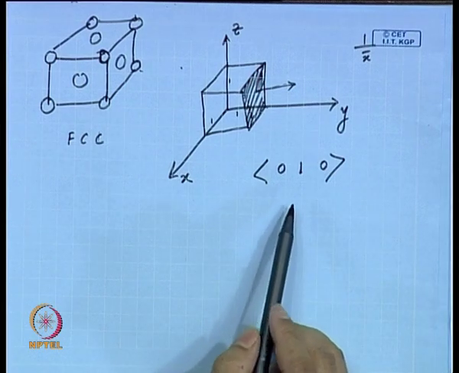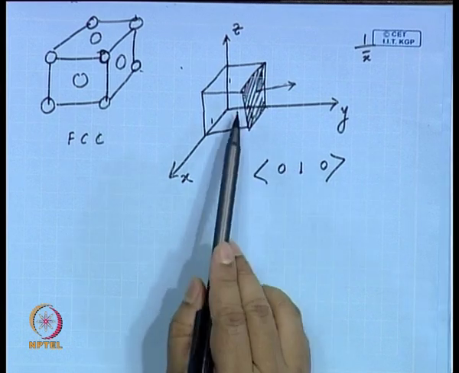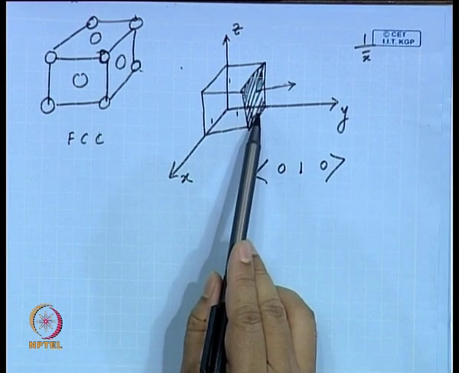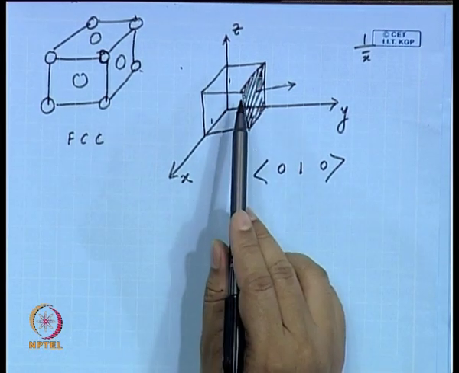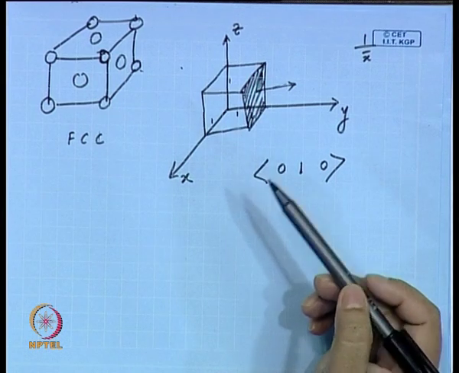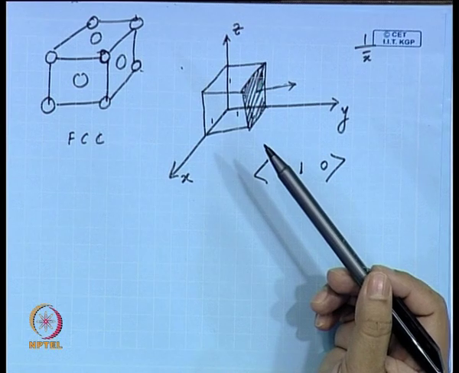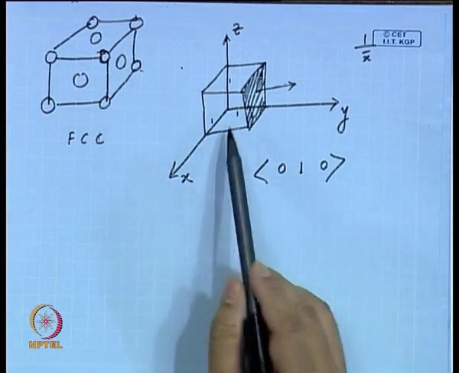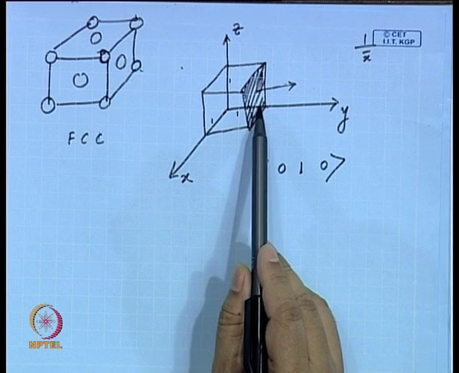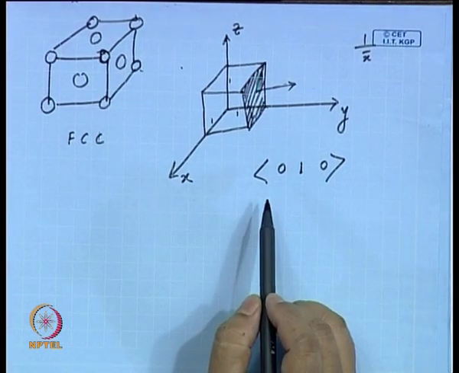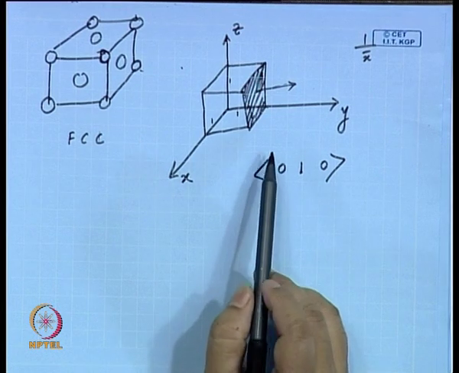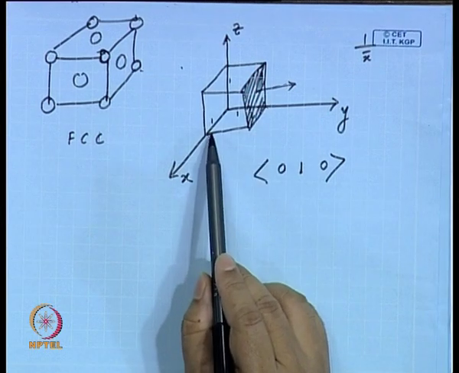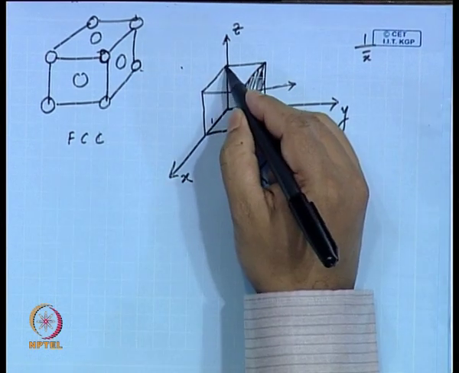So, this 0 1 0 defines this plane. All right. So, you find out at what intercept it cuts the x axis, y axis and z axis, take the reciprocal of it, and you see that the reciprocal of infinity is 0. So, you write this plane as 0 1 0. So, this way you can define the 1 0 0 plane, and how can you define the 1 1 1 plane? What would that be? It is cutting the x axis at 1, the y axis at 1, and the z axis at 1.